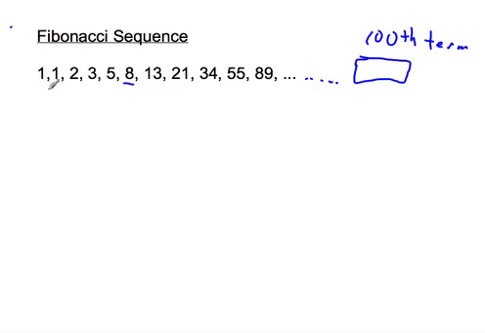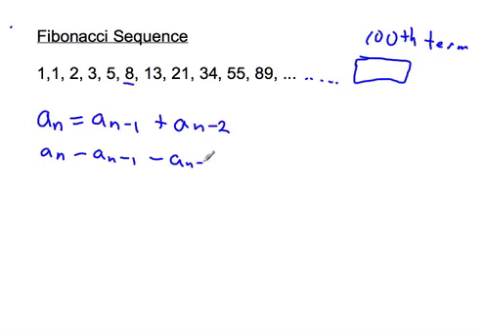Okay, so if we look at this, we can write this relation as a sub n equals a sub n minus 1 plus a sub n minus 2. You add the previous two terms. This is how you write it. Okay, so solving, you get a sub n minus a sub n minus 1 minus a sub n minus 2 equals 0. So the characteristic polynomial equation is x squared minus x minus 1 equals 0.